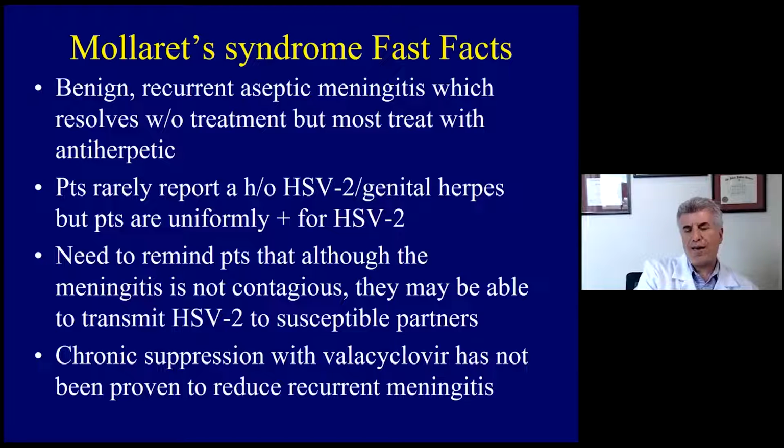And chronic suppression with valacyclovir was studied in a randomized controlled trial, but the valacyclovir group did not show any decrease in the number of recurrences of meningitis in that first year. And in fact, the patients in the valacyclovir arm of that trial who stopped it in year 2 actually had a rebound and an increased number of episodes of meningitis. So while we may need to treat patients or place them on suppressive therapy to decrease transmission to others, valacyclovir has not been shown to decrease recurrent meningitis.